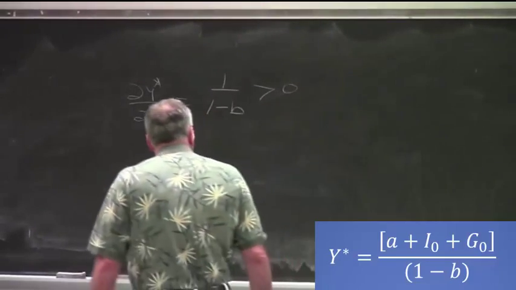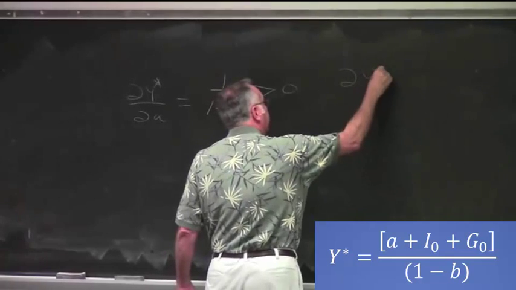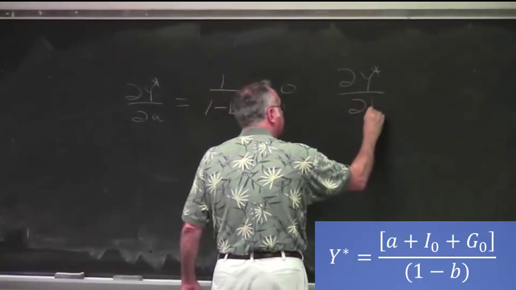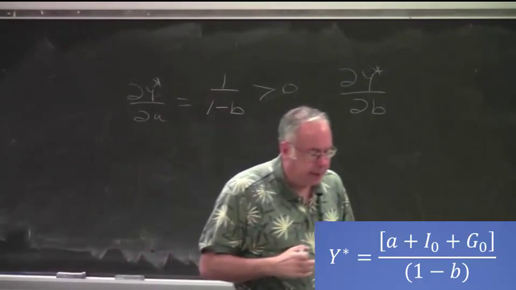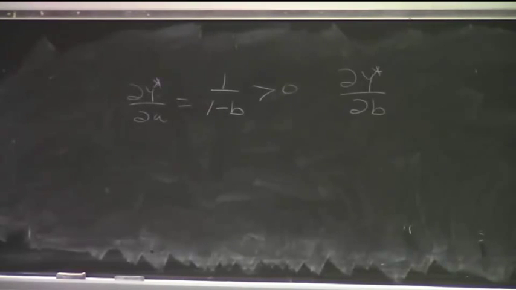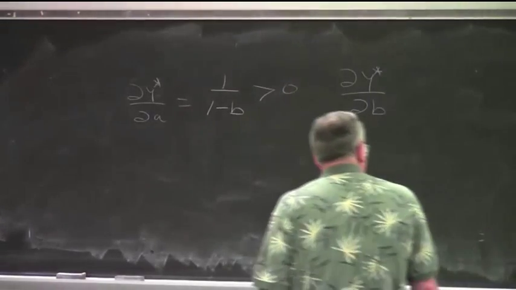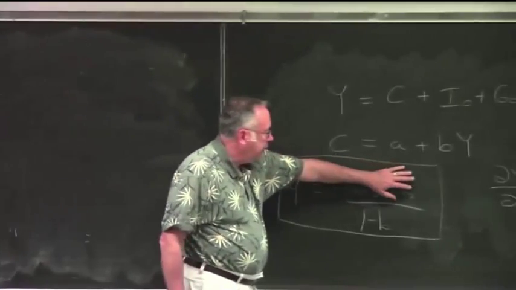All right, what about this one? Now, to get this partial derivative, what rule are we going to use? Patrick? We're going to use the quotient rule. And notice there's no b in the numerator.